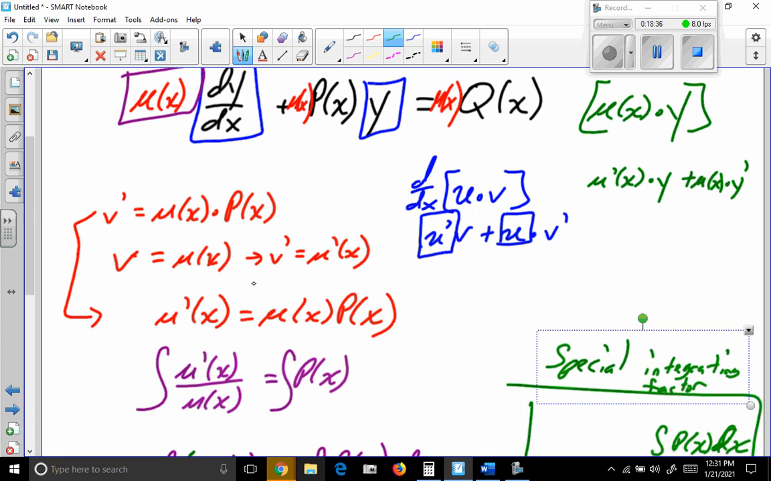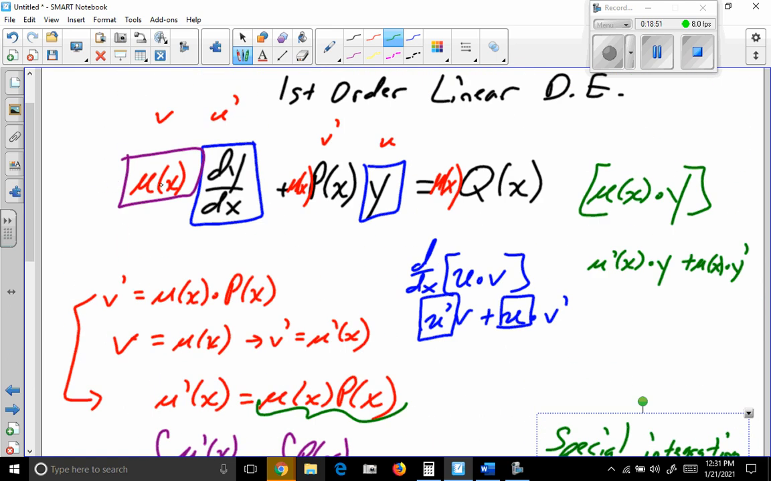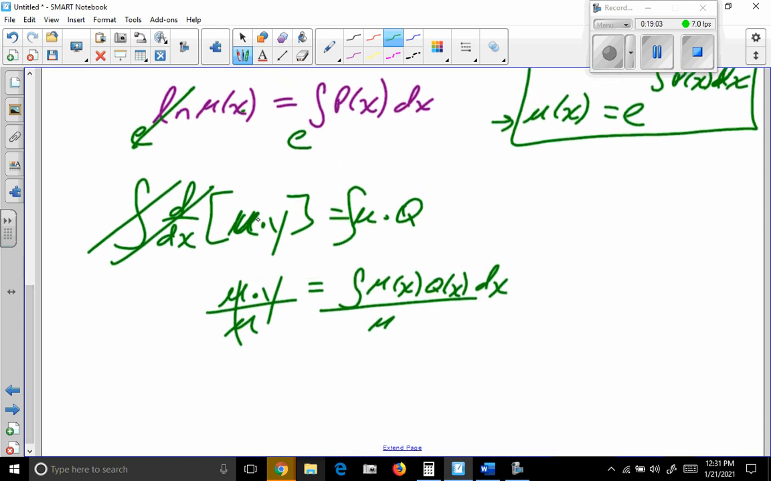That whole thing being mu prime, that's how we actually got our special integrating factor. We rearranged this, we integrated, and we solved for mu. So after we multiply through by mu, that left side is going to be mu sub x times y. Once we have mu sub x times y, on the other side, mu sub x times q.